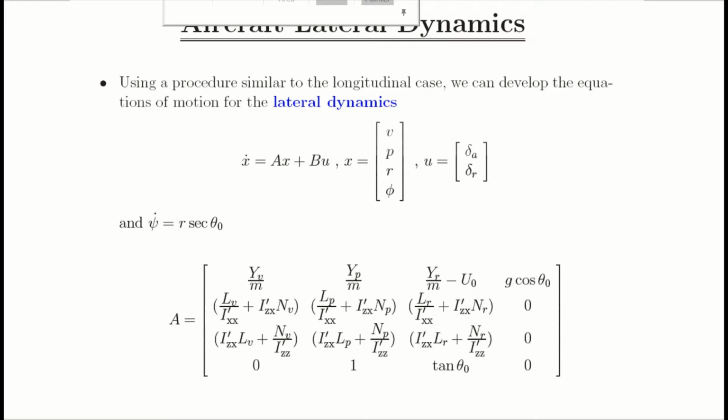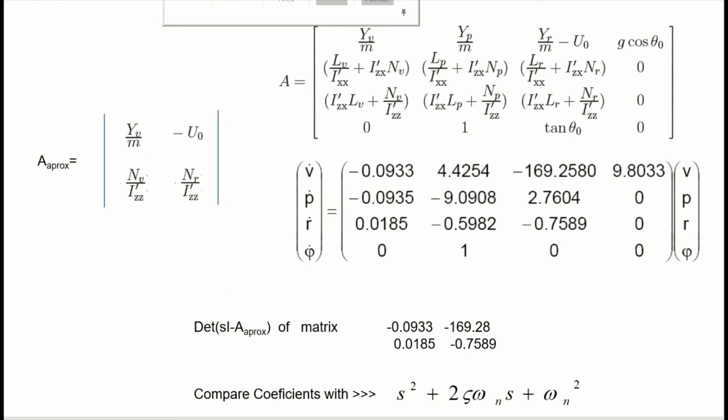From here, we can extract the roll mode and Dutch roll mode parameters. To extract the roll mode, we go for this parameter here, which is the 2,2 element, and for the Dutch roll element, we pick up 4 parameters because it's a second order system, which is that parameter there, that one there, this one down here, and that one there, to form a 2x2 matrix. Then work out the eigenvalues, then compare with a standard second order system equation.